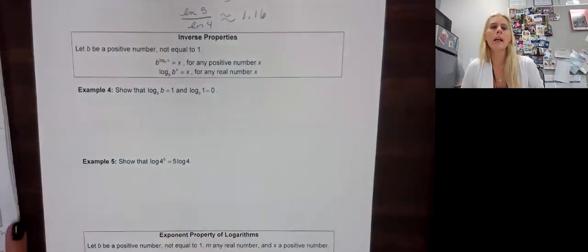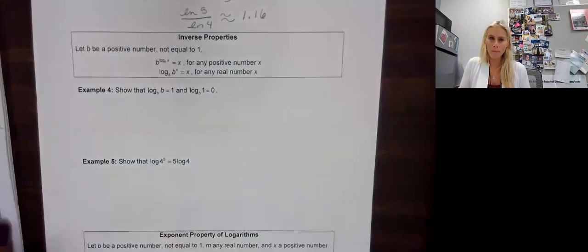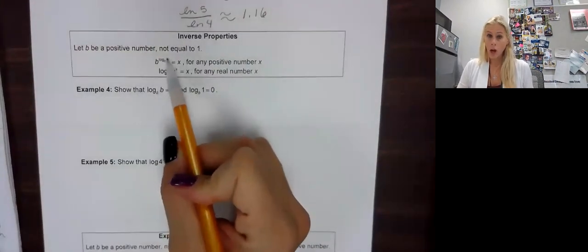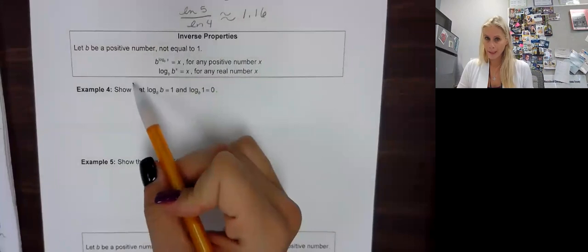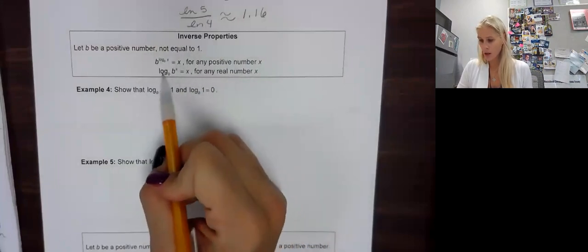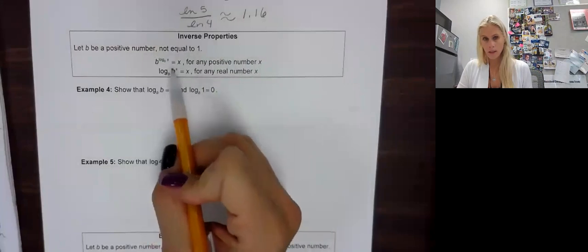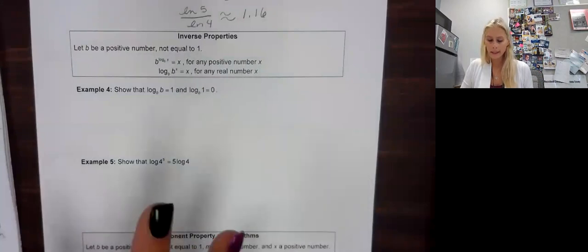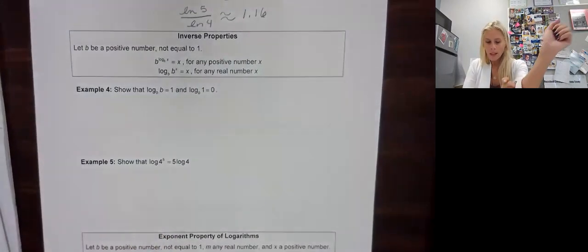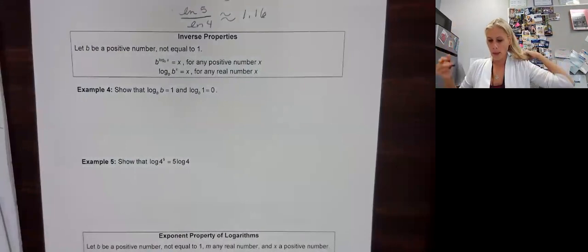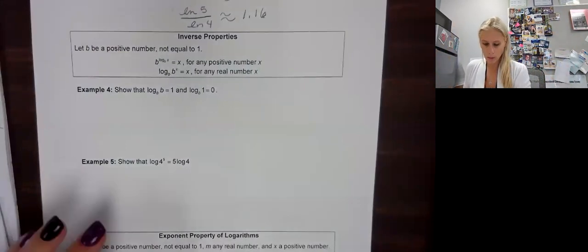Inverse properties. Let b be a positive number not equal to 1. So the idea, guys, is that base and log of that base will cancel each other out, just like the other way around. Log base b and base b cancel each other out. So this is going to help us solve. Okay, now show that log base b of b equals 1 and log base b of 1 equals 0.